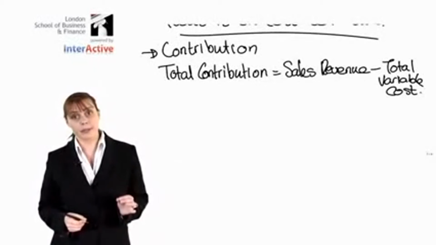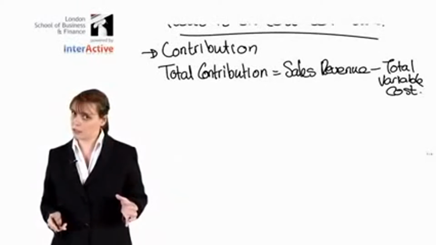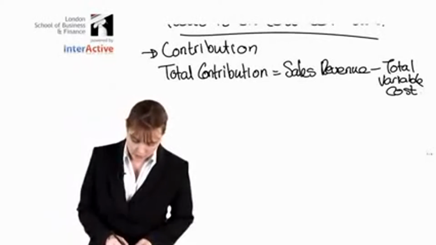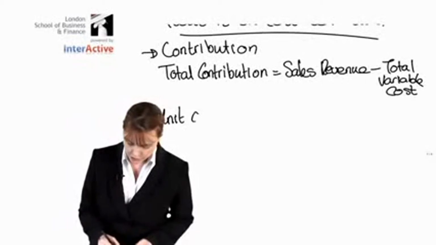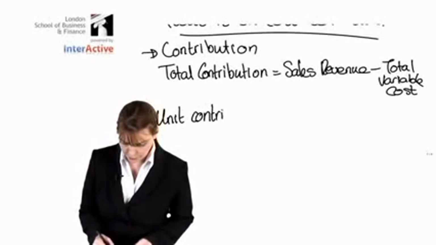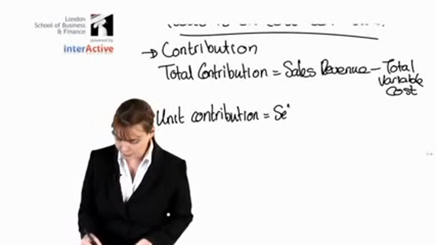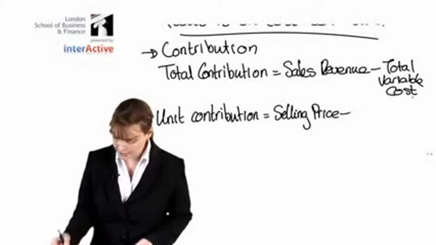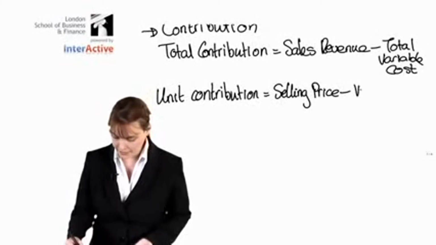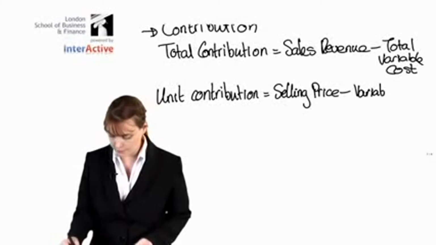Now, we could also calculate unit contribution. So our unit contribution, or contribution per unit, will be equal to the selling price per unit minus the variable cost per unit.